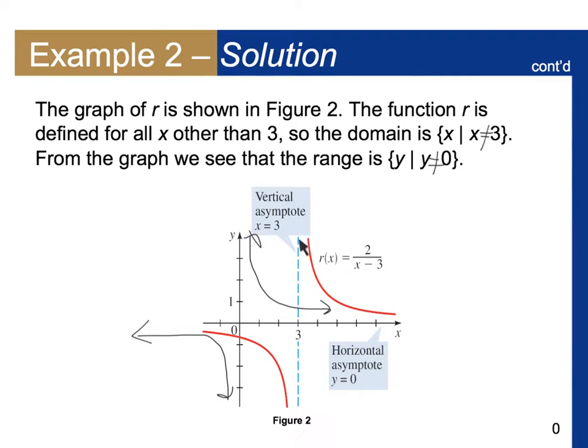And then we have a vertical asymptote at x equals 3, and the horizontal asymptote is still at y equals 0, right? So our domain is the set of all x such that x is not equal to 3, and our range is the set of all y such that y is not equal to 0. You can see where y is undefined and where x is undefined.